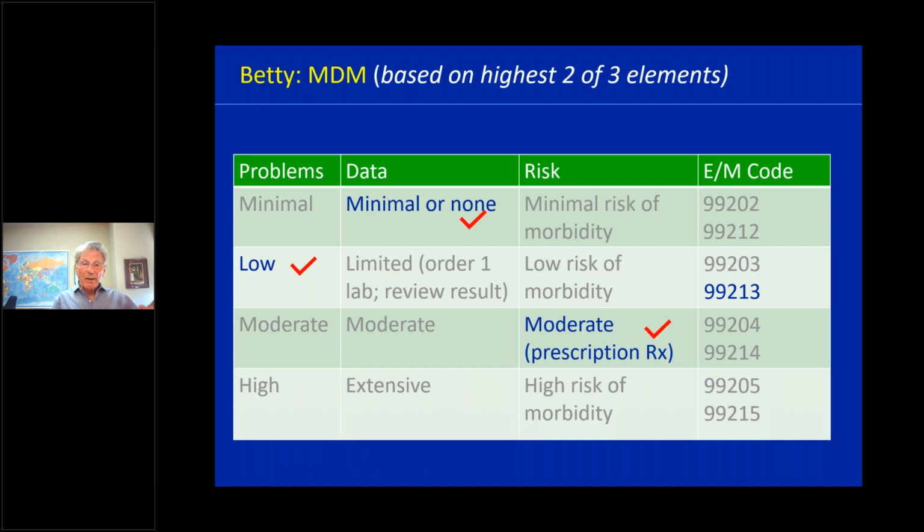But whenever we calculate time, we also calculate medical decision making because we have a choice of the two. For medical decision making, the number of problems is low. The amount of data that we reviewed was none. The risk of complications is moderate because we gave her a prescription for metronidazole. And the highest of 2 out of 3, next, is that she has medical decision making of low. She is an established patient, so that's a 99213. Next.